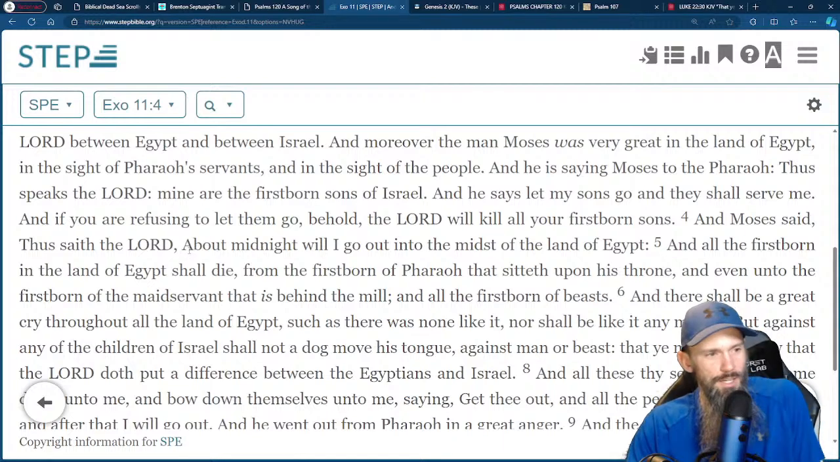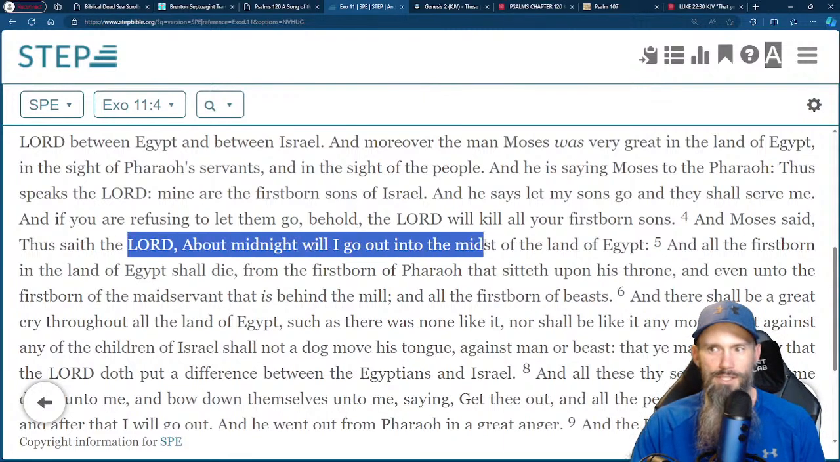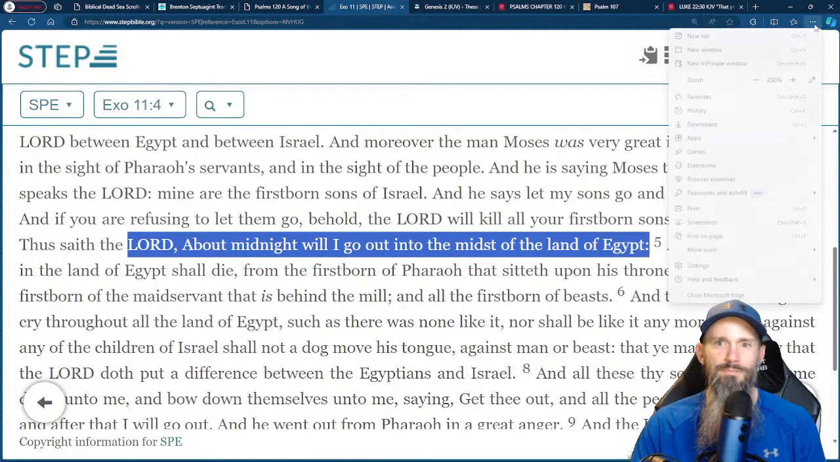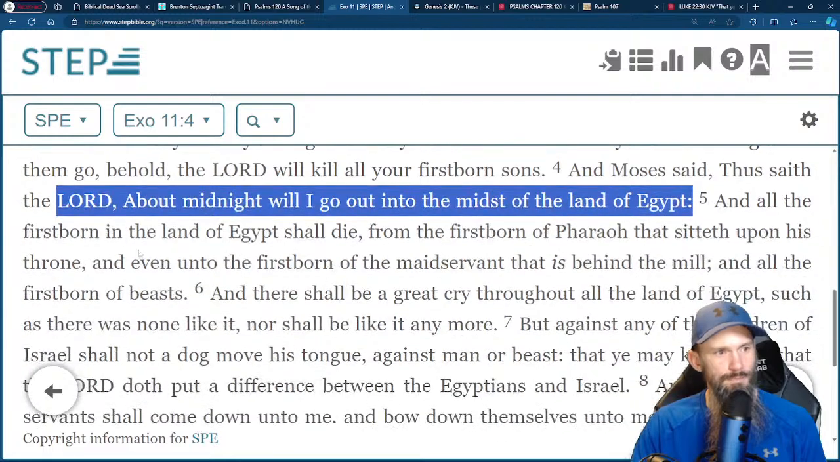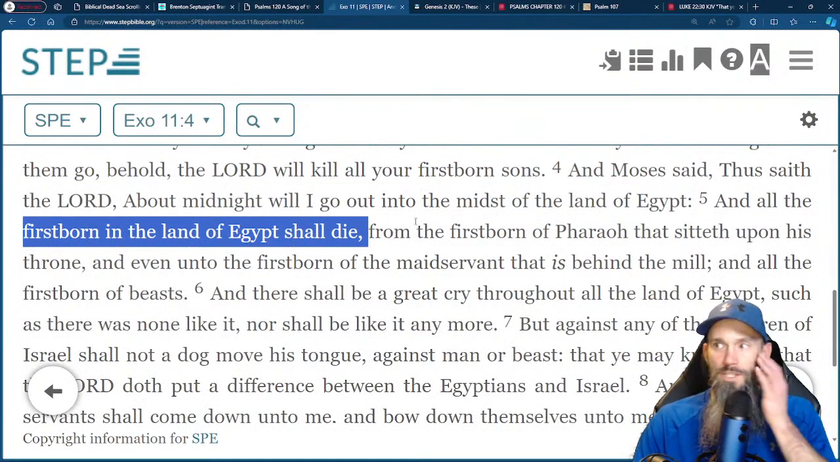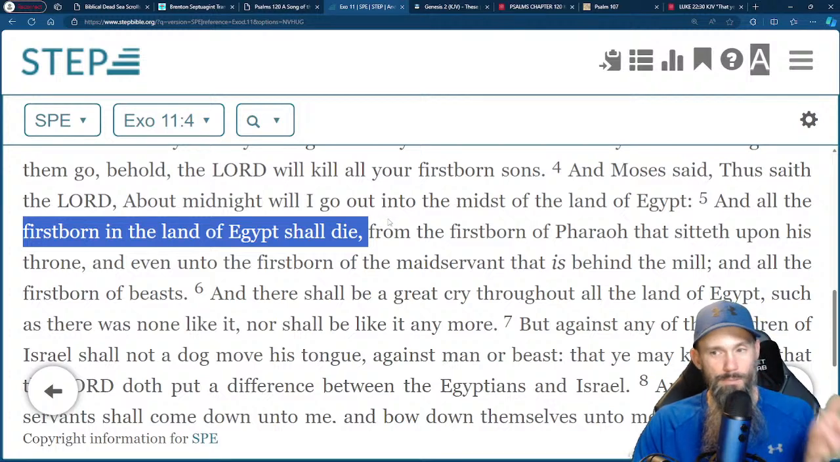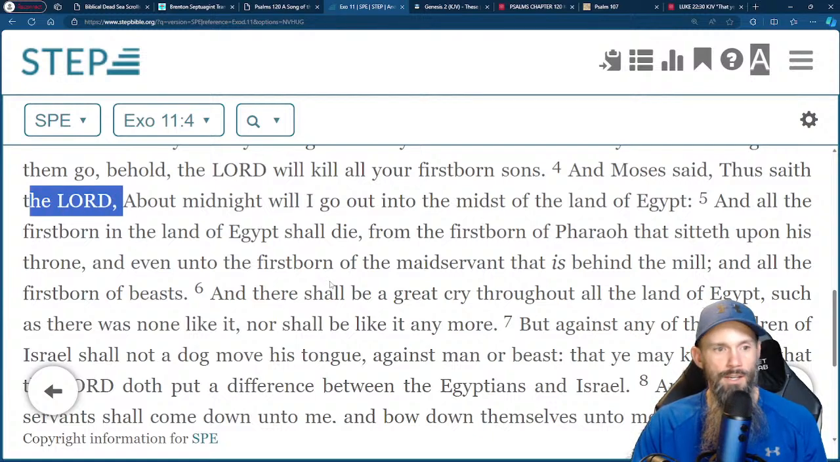Yeah, this is interesting. Here it says, Thus saith Yahuwah, about midnight will I go into the midst of the land of Egypt. Like he's going to smite the firstborn. And all the firstborn in the land of Egypt shall die. You'll see in Jubilees that it says that Mastema, Satan, he smites the firstborn. Well, you say, well, it says Yahuwah's going to go through. That's referencing Yahusha there.